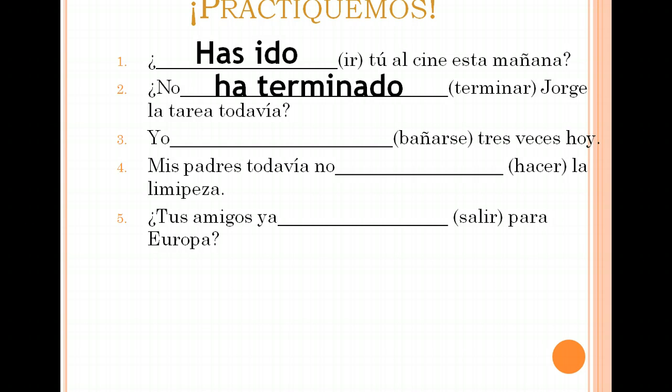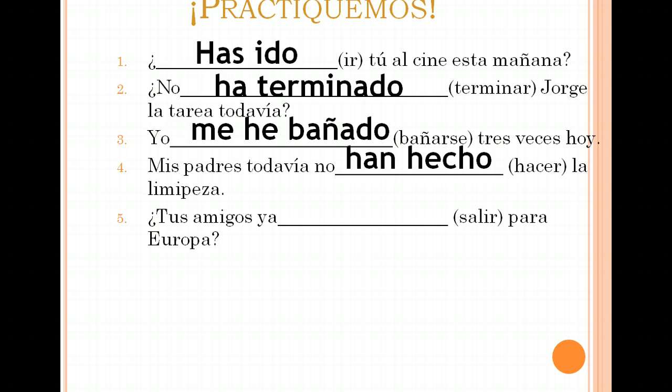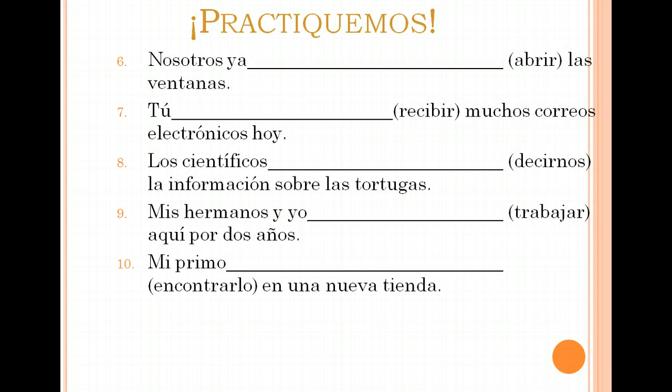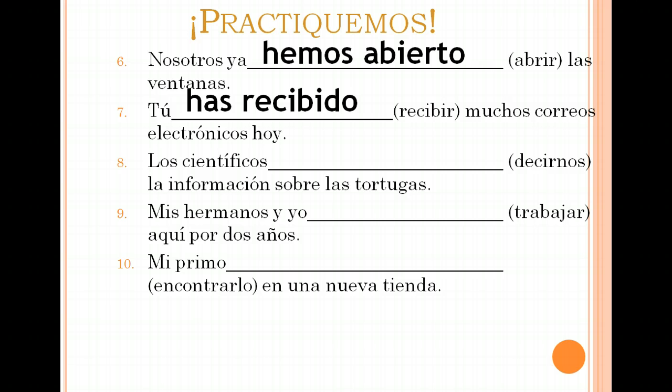Has ido. Ha terminado. Me he bañado. That's reflexive. Han hecho. That's an irregular past participle. Han salido. Hemos abierto. That's irregular. Has recibido. Nos han dicho. This is one of our pronouns that we just talked about. So it goes in front. We don't conjugate it. We don't change it at all. It's not reflexive. It's one of our direct object pronouns.